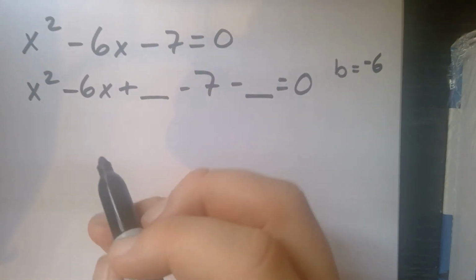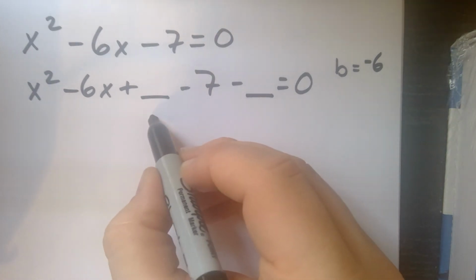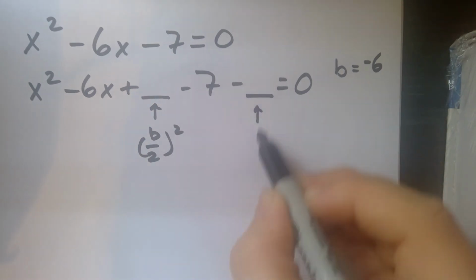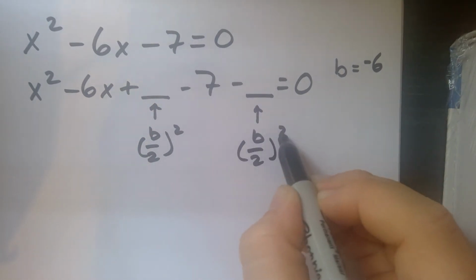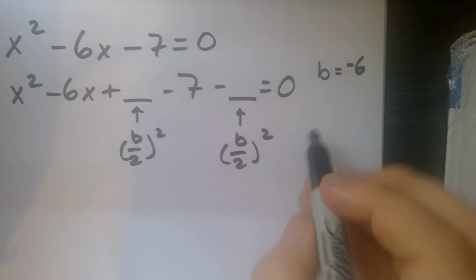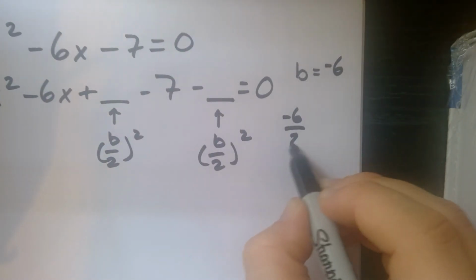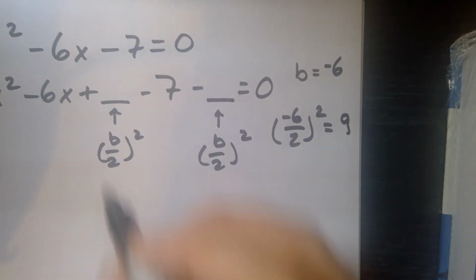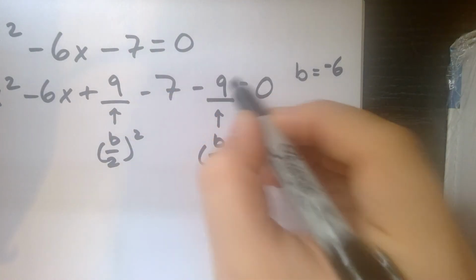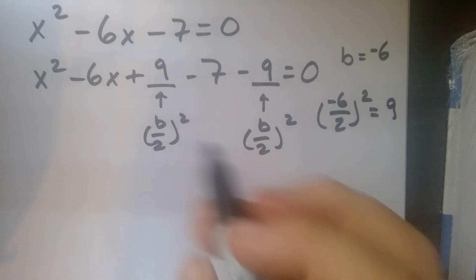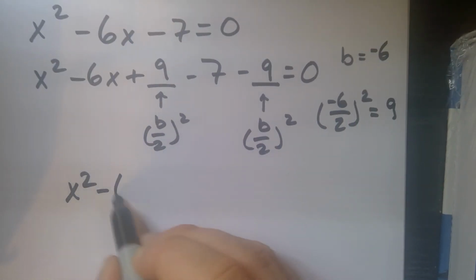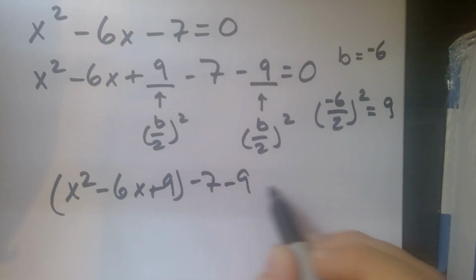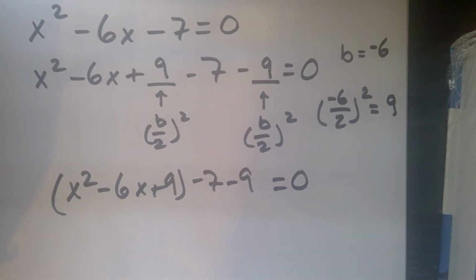Now, we'll fill in this blank with b over 2 squared, which will be negative 6 over 2 squared. That's going to give us 9. Okay, so plus 9 minus 9. We have x squared minus 6x plus 9 minus 7 minus 9 equals 0.